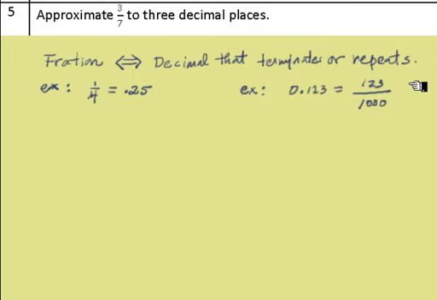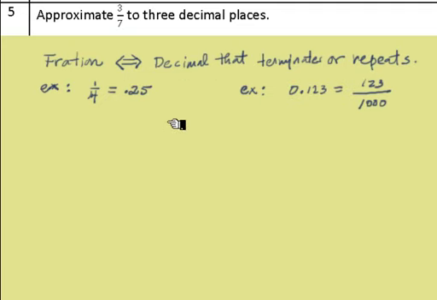In number 5, we want to approximate 3 over 7 to 3 decimal places. All right, so remember we said that fractions are the same as decimals that terminate or repeat. All right, so we could change any fraction to a decimal that terminates or repeats, and we can go the other way as well. We can change any decimal number that terminates or repeats to a fraction.